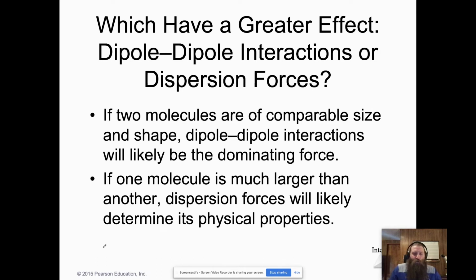So let's say we wanted to look at a water molecule, and we wanted to compare that to some kind of hydrocarbon. Well, a hydrocarbon is a long chain. What would we look at there? Well, this molecule is way bigger, so we would look at dispersion forces. That would probably be what we would compare. On the other hand, if you had water and HF, because that would be roughly the same size, well, in that case, we're going to look at our dipole-dipole interactions.